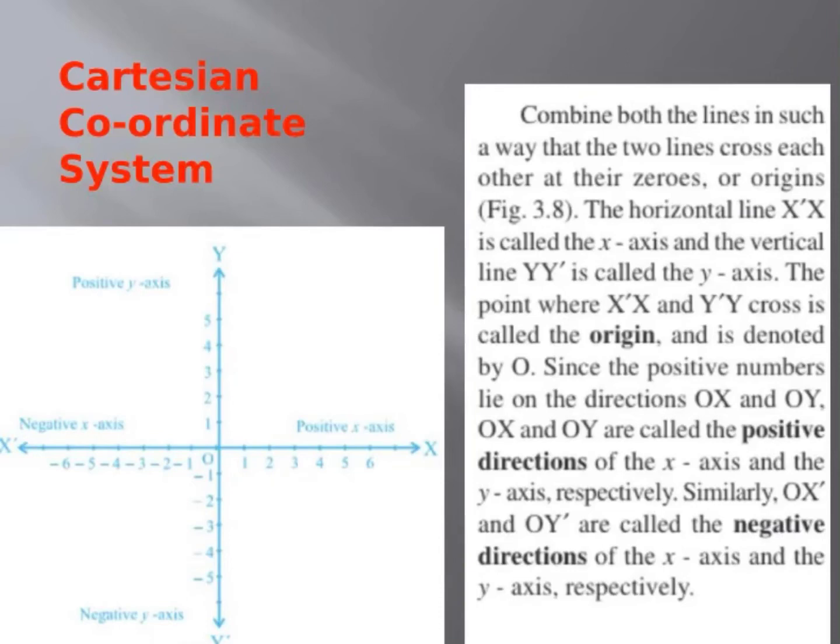Now here you can see that both this horizontal and vertical lines, that is x-axis and y-axis, are combined together in such a way that these two lines intersect each other at O, or you can say 0 or origin. Here X dash represents the x-axis, Y dash represents the y-axis, and the x-axis and y-axis intersect each other at the origin, which is denoted by O. Positive numbers lie on the OX and OY directions, whereas negative numbers lie on the OX dash and OY dash directions of the x-axis and y-axis respectively.